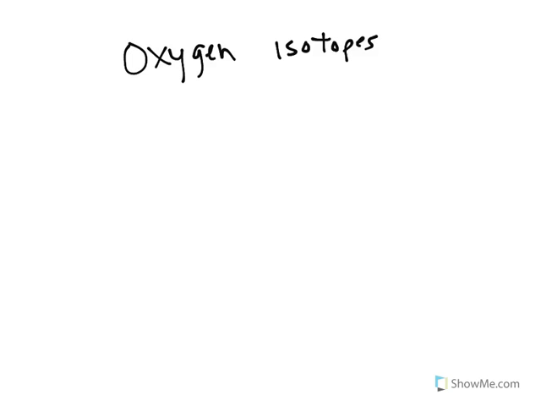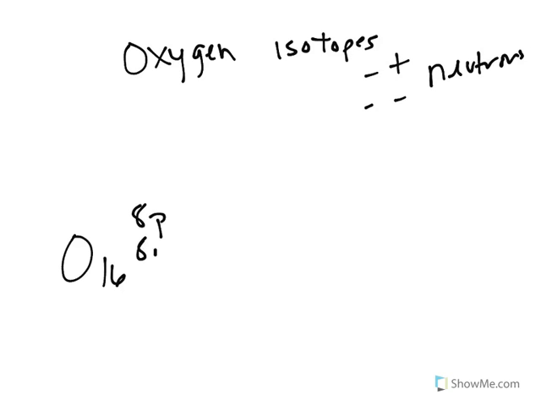So I want to explain the differences between the two oxygen isotopes. If you remember, an isotope is an element that either has more or less neutrons. All that does is either make it heavier or lighter. So normal oxygen is oxygen 16. It has 8 protons, 8 neutrons, 8 electrons.